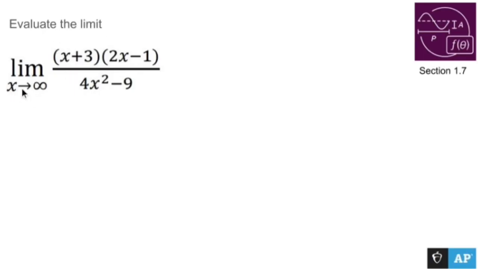Evaluate the limit as x approaches infinity of a polynomial over a polynomial. Now, whenever you're asked to find the limit as x approaches any of the infinities, this is what you're going to do. You're going to focus on the leading term divided by the leading term. Fortunately, I have the leading term on the bottom, and it's 4x squared.